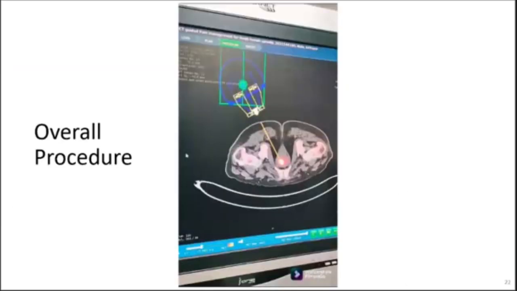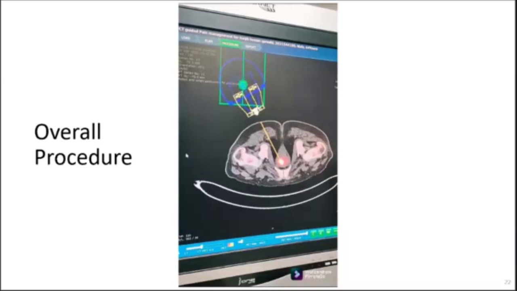So this video shows the steps of prostate biopsy using robotic arm. After positioning the patient stable and immobile, a PET-CT is acquired of the pelvis region. The images are transferred to the robot and displayed on the monitor. On the screen, we can see the biopsy planning stage. The yellow line shown indicates the path of the needle.